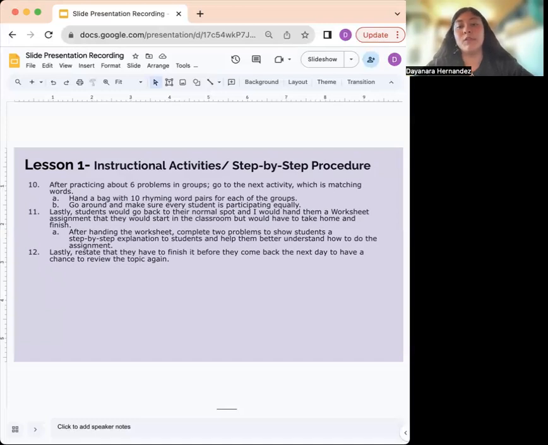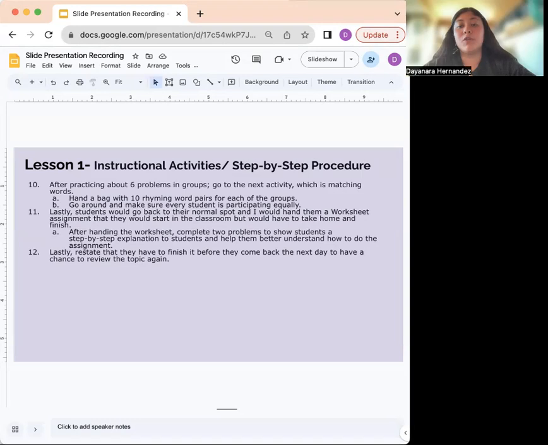Then lastly, students will go back to their normal spot, and then I will hand them a worksheet assignment that they will start in the classroom, but will have to take home and finish it. Always make sure you give examples and support students' skills and knowledge. To ensure this in my lesson, after handing the worksheet to students, I will complete two problems where I show a step-by-step explanation to students and help them better understand how to do the assignment.